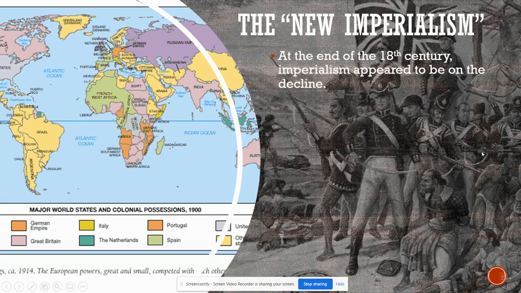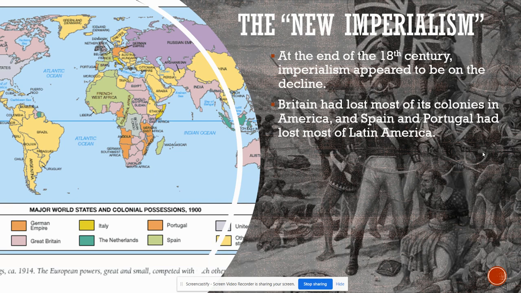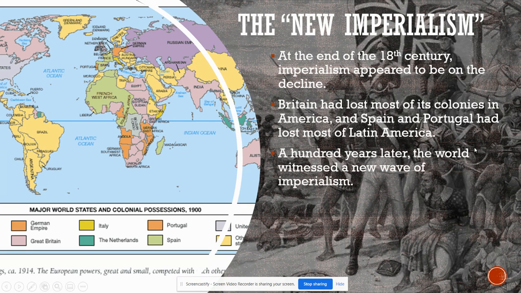So new imperialism. At the end of the 18th century, imperialism appeared to be on the decline. Britain had lost most of its colonies in the Americas, and Spain and Portugal had lost most of Latin America. 100 years later, the world witnessed a new wave of imperialism.